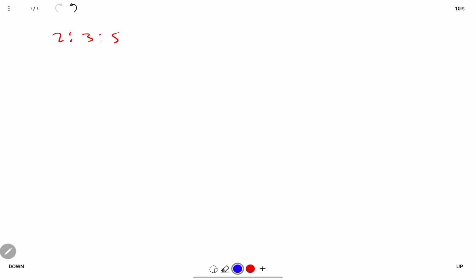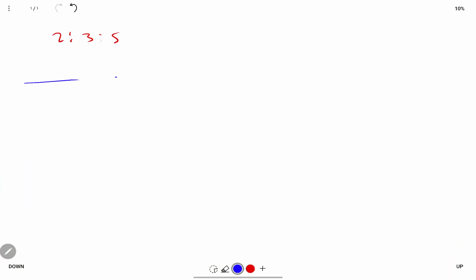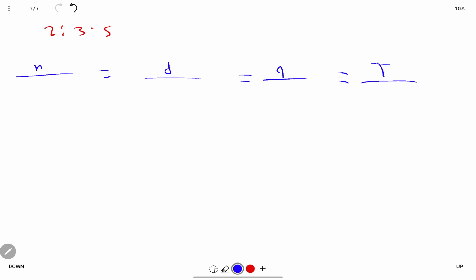So first, let's write the ratio. We have four fractions. Here you have nickels, dimes, quarters, and total. And here you have 2, 3, 5, and the total of the ratio is equal to 10. Now quarters is 85. That is given. Now we need to find the dimes and nickels.